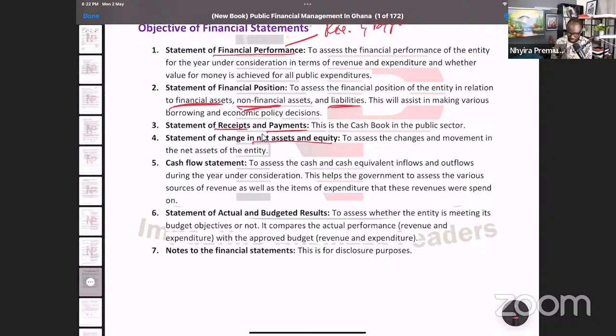Now, the cash flow statement is different from the statement of receipts and payments, because the cash flow statement generally looks at the cash and cash equivalents that are coming in and the cash and cash equivalents that we pay during the year. The objective is that it helps government to identify the various sources of revenue, as well as the key items that expenditure was spent on. We'll look at the cash flow statement later on when we are preparing the financial statements.